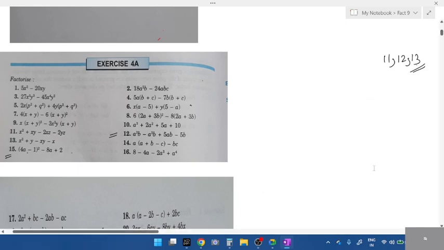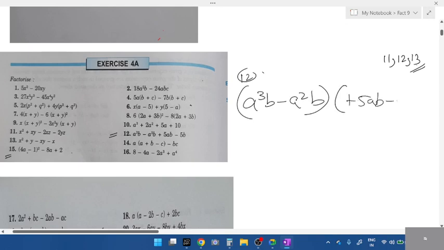Next, 12th question. Got it right? 12th one. A square, a cube b minus a square b, bracket, group it. Minus. Okay, what is common? Dia, what did you write? A square or a? Yes, because that is the lowest degree, student. A square b.